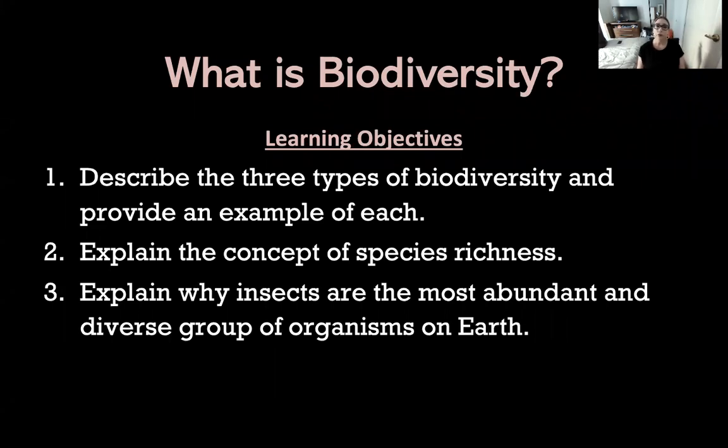So I put your learning objectives at the beginning of each section, but they are also on the first page of your module. So for the first section, what is biodiversity? Your learning objectives are to describe the 3 types of biodiversity, and I also want you to be able to provide an example of each type. And as I go through the information, I will kind of indicate what I mean by that. I would like you to explain the concept of species richness and also why insects are the most abundant group of organisms on Earth.